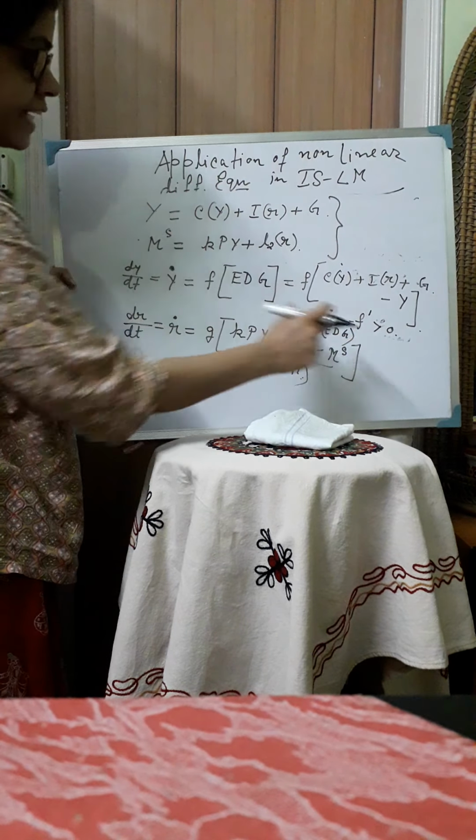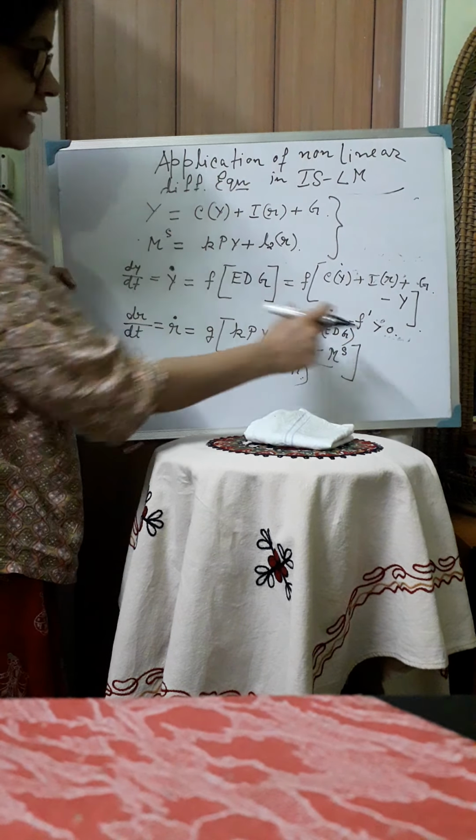So from here f dash cancels out, then we have 1 minus c dash divided by I dash. So what we are getting, dr dy is equal to 1 minus c dash divided by I dash when y dot is equal to 0. Now what is 1 minus c dash? C dash is MPC. Now we know that MPC lies between 0 and 1. So c dash lies between 0 and 1. So 1 minus c dash is also a fraction.